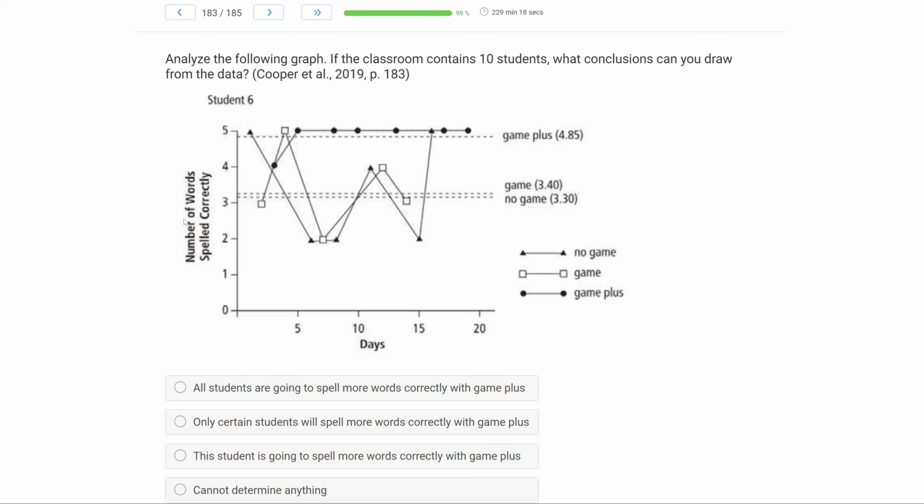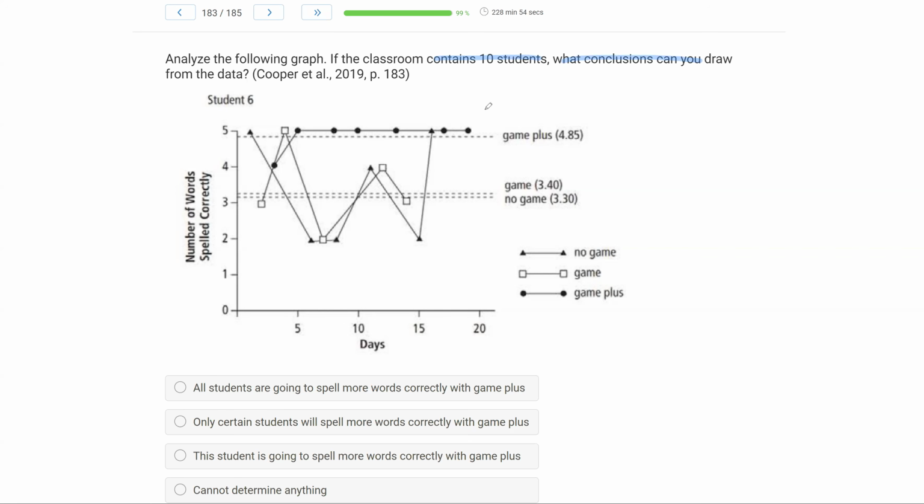Analyze the following graph. If the classroom contains 10 students, what conclusions can you draw from the data? The most difficult part about the visual analysis questions is, one, understanding what the question is asking, and two, making sure you're being careful and understanding everything the graph is showing you. In this case, if the classroom contains 10 students, what conclusions can we draw?